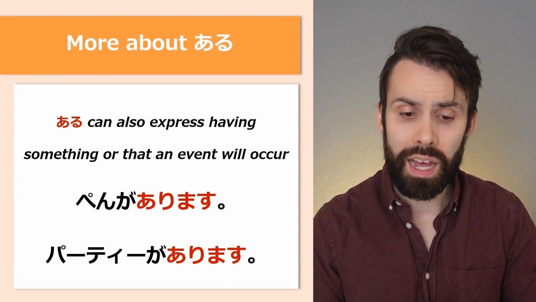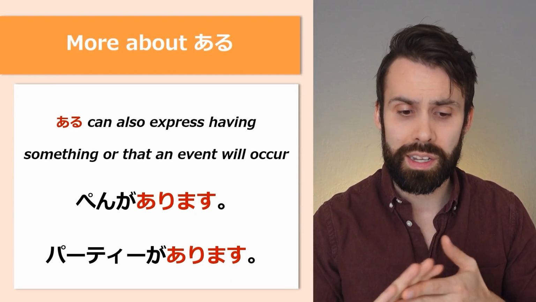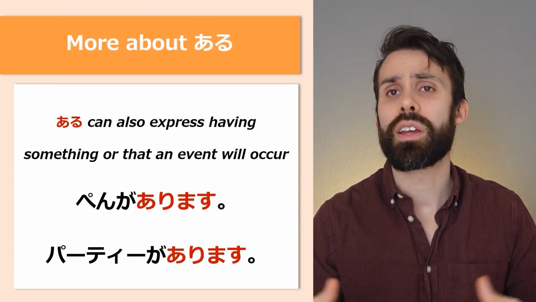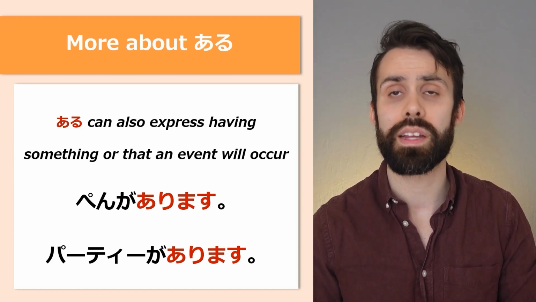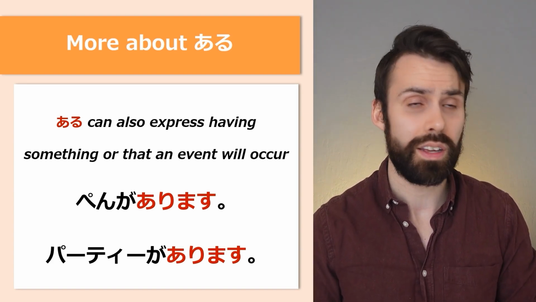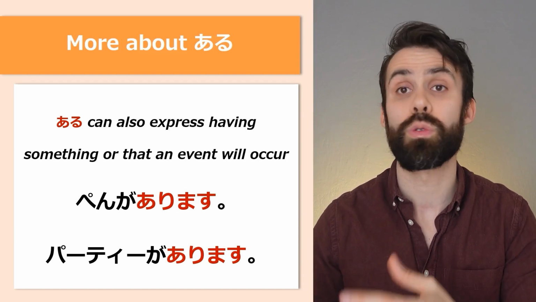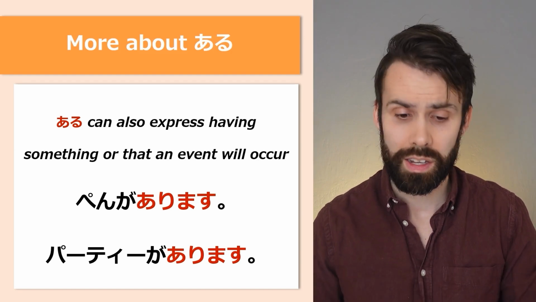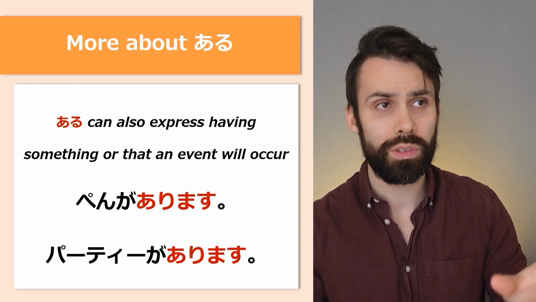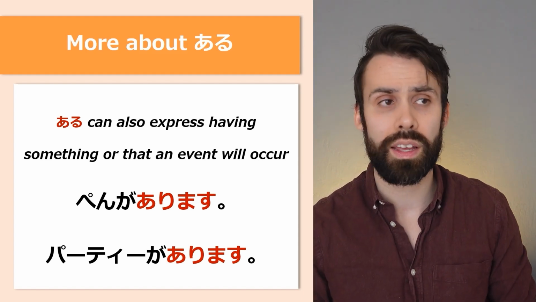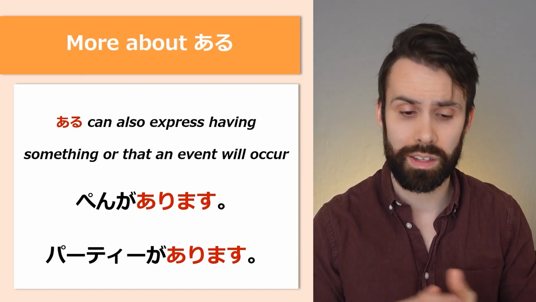A little bit more about aru. So as I've been hinting at, aru can also express that you have something. So pen ga arimasu means I have a pen. Or I could ask, pen ga arimasu ka? Do you have a pen? And the answer could be, iie, arimasen. No, I don't. There's no pen. Or hai, arimasu, or something like that.